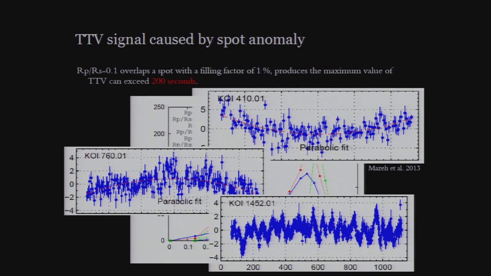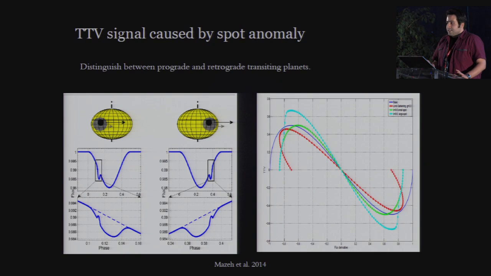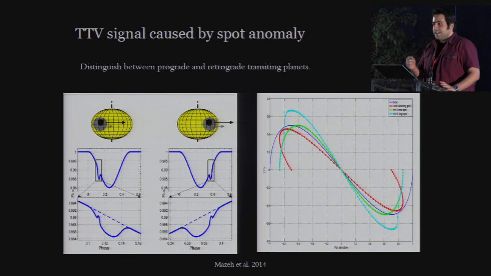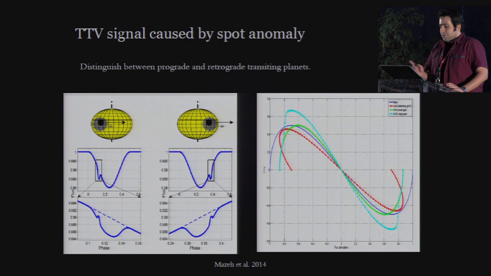So we want to call the attention of those people working on TTV: if you find a TTV of 200 seconds, be careful, go and look at your star to see if it is active or not, or whether in transit you can see those anomalies or not. Then trust your TTV that is due to gravitational perturbation. And recently, more accurately yesterday, there was a paper by Mazeh showing that using those TTVs induced by stellar activity and combining that information with the out-of-transit slope, you can get information about the orbit of the planet, about the prograde and retrograde orbit of the planet.